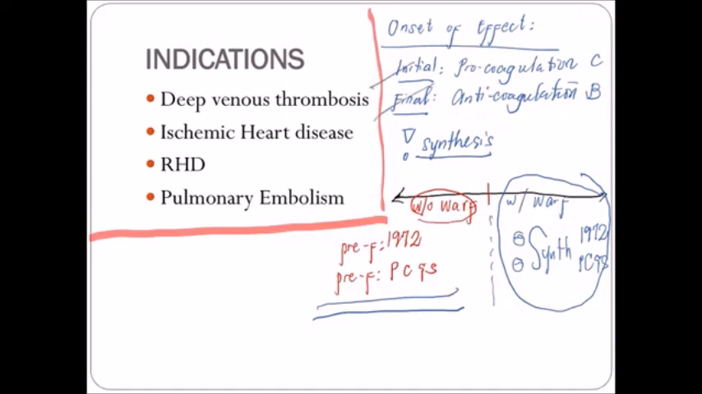Number one, regarding 1972, ang half-lives ng 1972, that is from 6 to 60 hours. While ang protein C and S, that is from 6 to 24 hours. Again, ang half-lives ng 1972 ay 6 to 60 hours at ang protein C and S 6 to 24 hours.